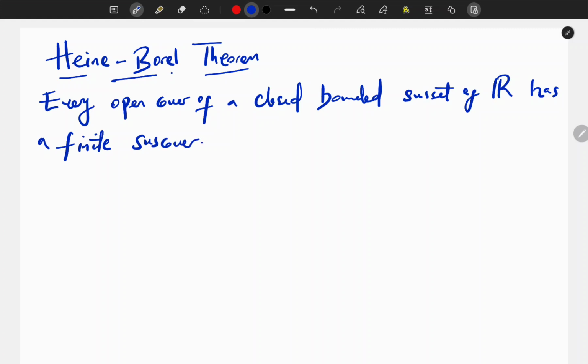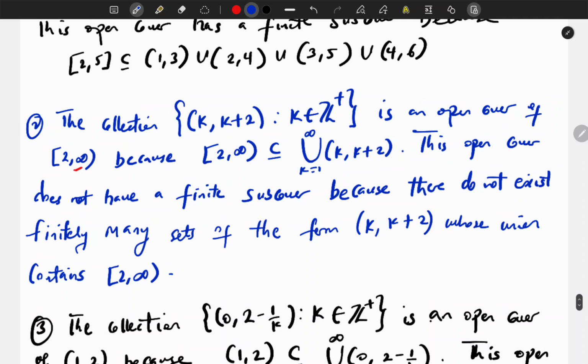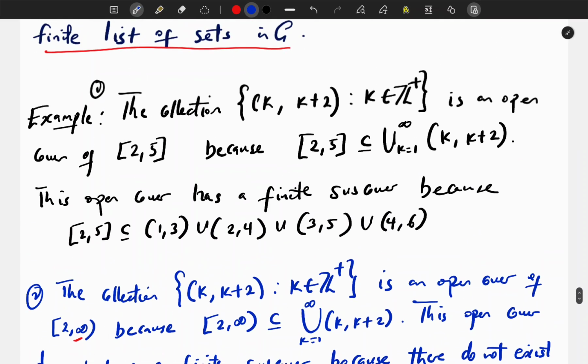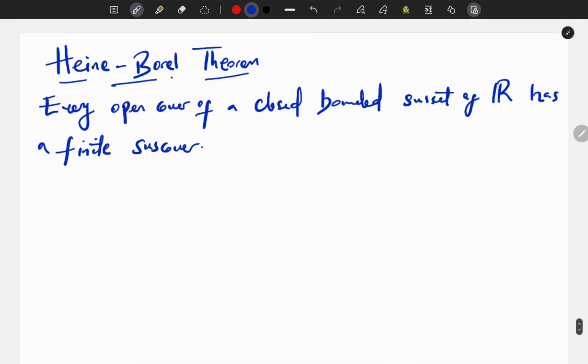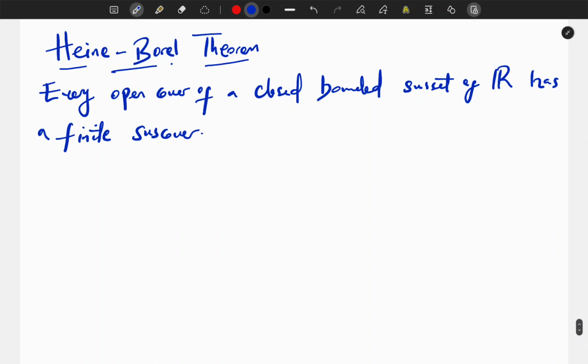As you can see in the first example we did, this is a closed bounded subset of R, and the open cover has a finite subcover. So you want to generalize it, and that is the theorem of Borel. We have to prove this, then we can use it to prove the other direction of the outer measure of our closed bounded subset of R.